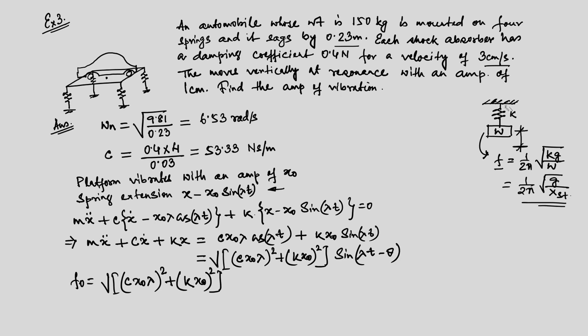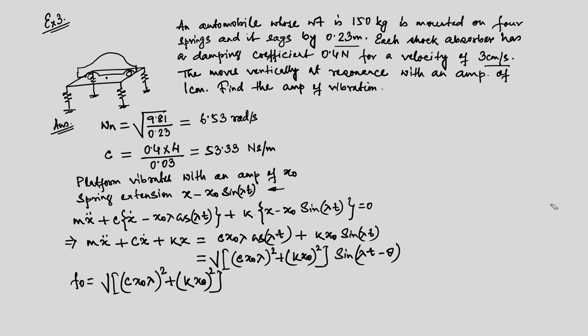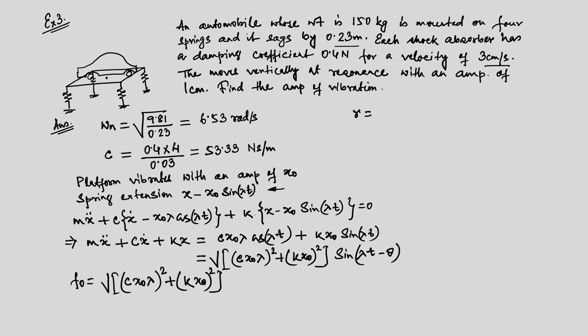Now, let me just erase this part. So, at resonance, again we have derived the expression in our last lecture, what should be the value of mu and R. So, if you recall, R for resonance is square root of 1 minus twice eta square. Now, from the given information, we can easily find out what is eta.